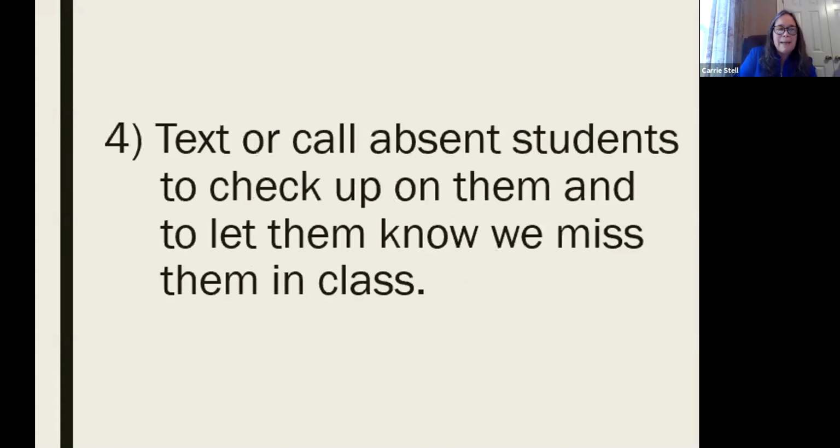So the fourth action item on this to-do list is text or call absent students to check up on them and to let them know we miss them in class. This is something I've been doing all along. A student suggested it. They actually suggested that we have a committee do this. I'm not sure that was such a good idea, and we didn't do that, but it gave me blanket permission to contact them via text. They knew to expect it, and individual students did exchange contact information and would just encourage each other to be there if they were absent.